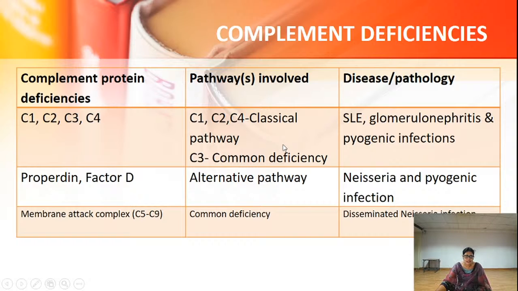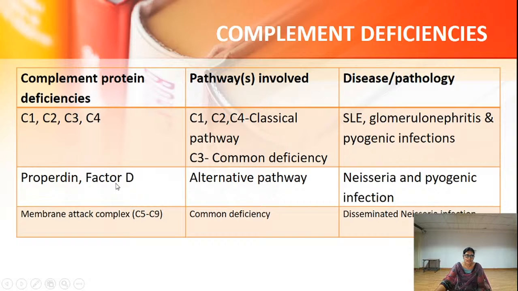It cannot form the C3 convertase, and the pathway will be stopped there itself, and no membrane attack complex is formed. So it results in diseases like pyogenic infection. Because immunity is not present, the complement pathway is not acting. Whatever enters into the blood will not be killed, because the complements are mainly present in the blood, which will stop the infections. Whatever the bacteria or parasites, it is killed by the complements. So if it is not working, it leads to pyogenic infections, SLE and glomerulonephritis.